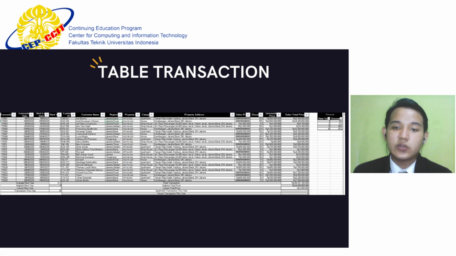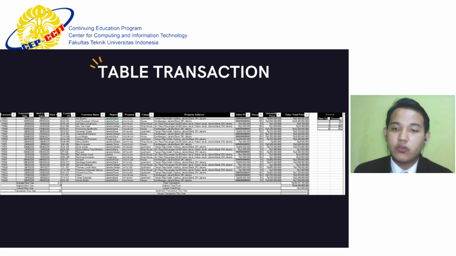For the property address, it goes the same as the category, using VLOOKUP from the property ID and the property table. The next is sales price. The sales price is referred from the property ID and the property table. The next column is discount, the next column is discounted price, and the last column is sales total price.